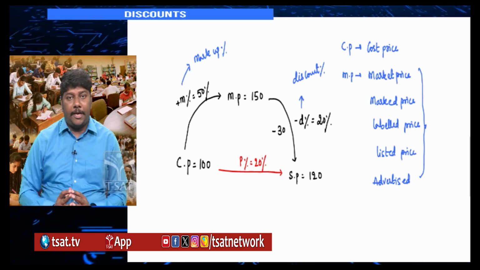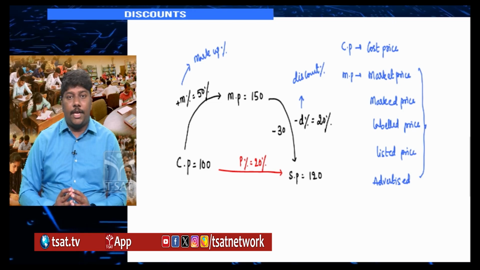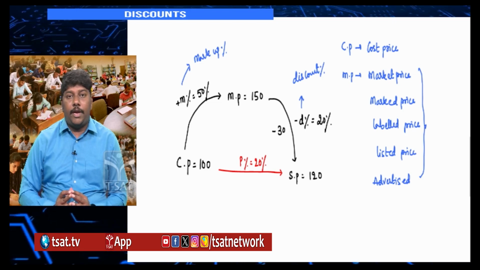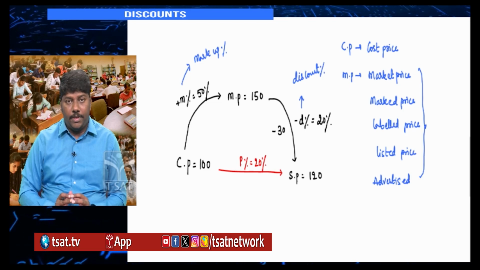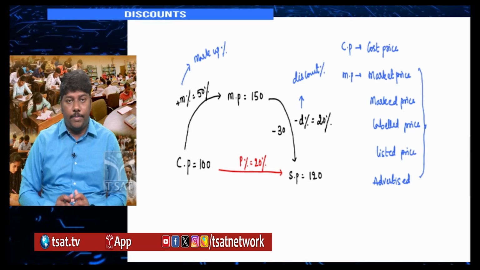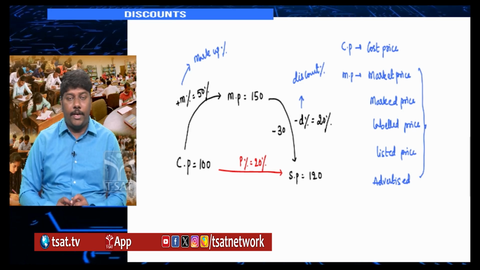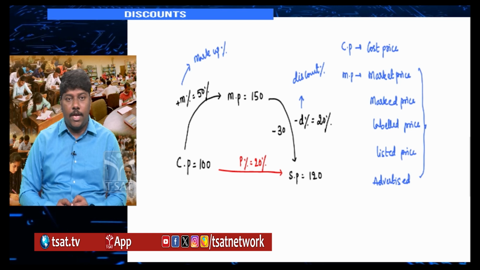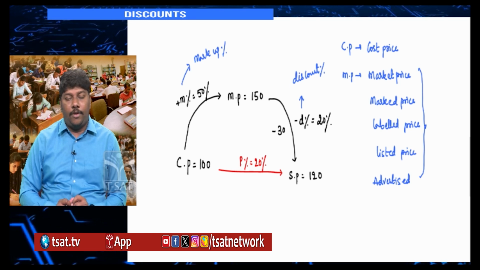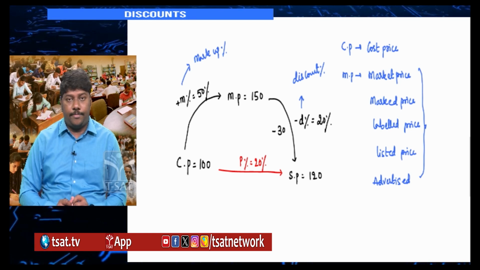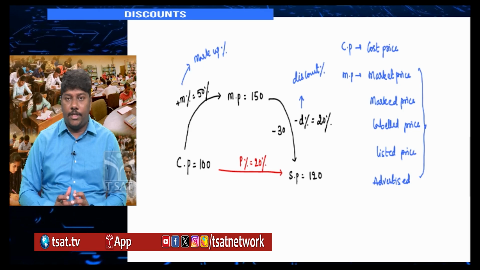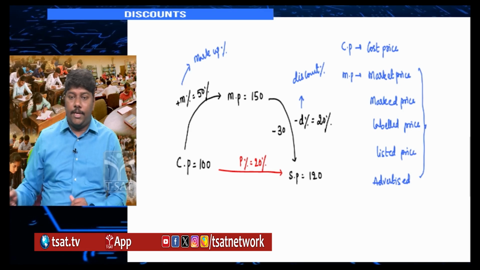Now look once again carefully at the percentages which are in between these two. First look in between CP and MP. In between CP and MP you will have the markup percentage. In between MP and SP you will have the discount percentage. In between CP and SP you always have profit or else loss. So it depends on markup and discount, your profit or loss is decided.